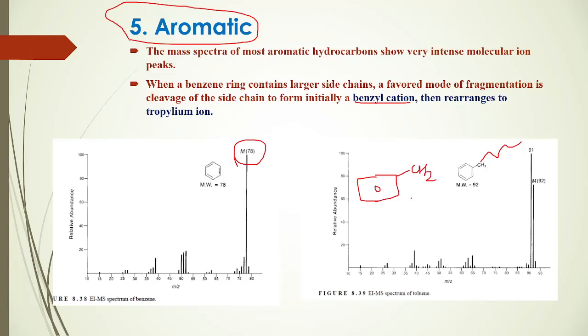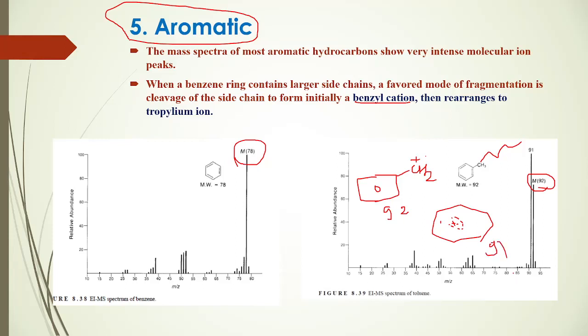This will account for the peak at 92. So this 92 belongs to the peak for the benzyl cation. Then loss of one hydrogen will make this molecule a tropylium ion. 1, 2, 3, 4, 5, 6, 7. And you know that the tropylium ion, after loss of one hydrogen, will show us a peak at 91.